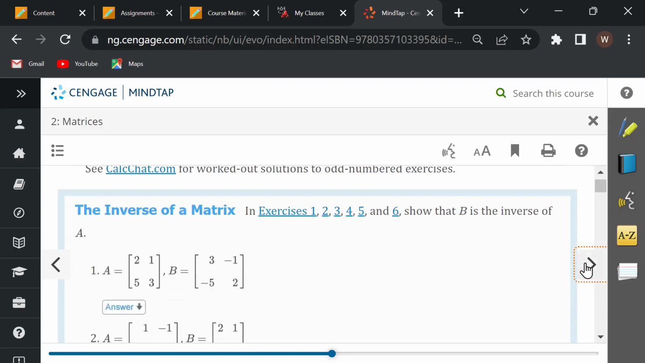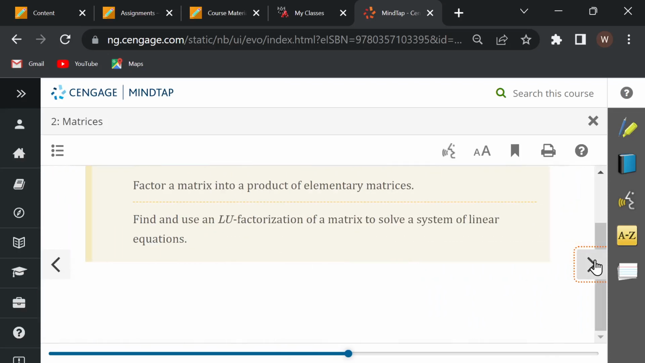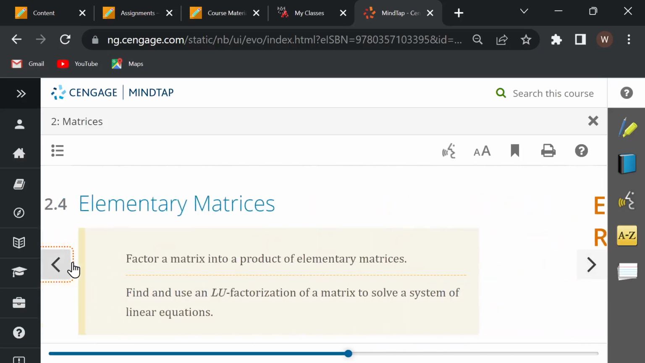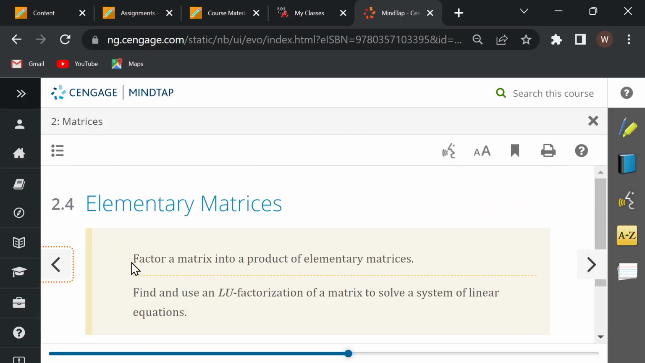Now we have exercises. All right, and we're ready to start elementary matrices. The idea of an elementary matrix is that it is a matrix you multiply on the left times A so that it performs a type 1, type 2, or type 3 row operation. For example, what is a type 1 row operation? That's where you interchange, exchange two rows.